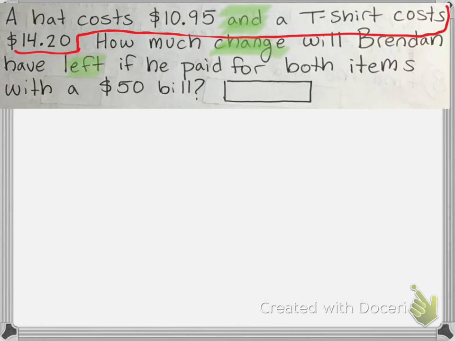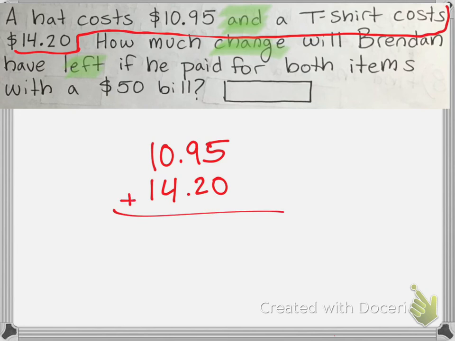So our first step is to add those first 2 numbers, $10.95 and $14.20. 5 plus 0 is 5. 9 plus 2 is 11. I carry my 1. My decimal just goes straight down. 1 plus 0 plus 4 is 5. 1 plus 1 is 2. So he spent $25.15. Am I done with my question already?